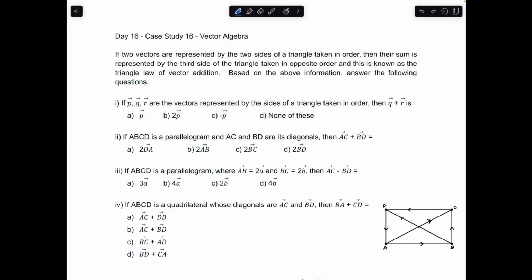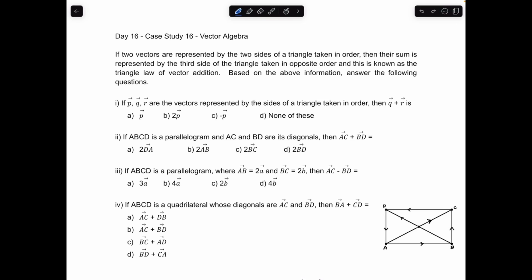The question goes like this: if two vectors are represented by the two sides of a triangle taken in order, then their sum is represented by the third side of the triangle taken in opposite order, and this is known as the triangle law of vector addition. It's true. Based on the above information, answer the following questions.